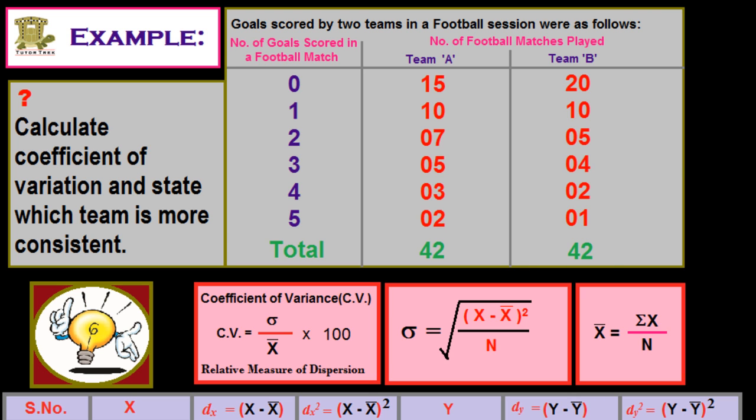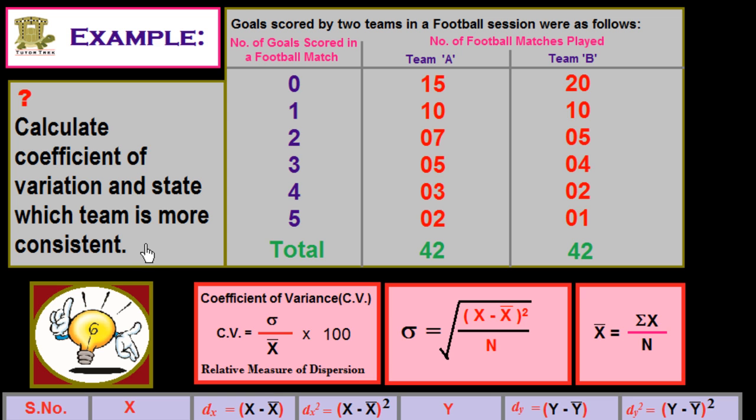So this sort of data is given to us, and what we have to find out is to calculate the coefficient of variation and state which team is more consistent. We have to find the consistency. The consistency, as I explained, is measured by the coefficient of variation. If the coefficient of variation is less, then it is more consistent. So first of all, we have to find the coefficient of variation for team A and team B.